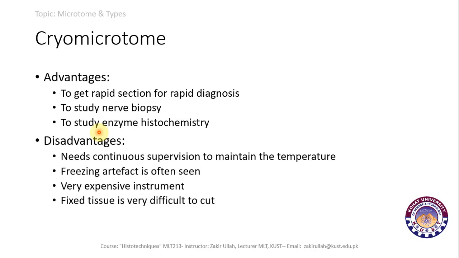And the disadvantages of cryomicrotomes include that this machine needs continuous supervision to maintain the temperature of the liquid nitrogen, and when the tissue is processed in this cryomicrotome, then freezing artifacts are often seen after preparation of the smear. This instrument is very expensive, and the fixed tissue is very difficult to cut with this cryomicrotome. So, these are the advantages and disadvantages of cryomicrotome.